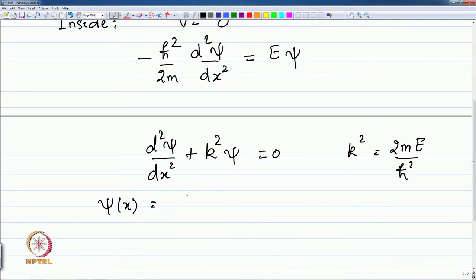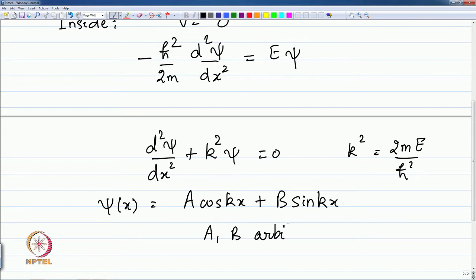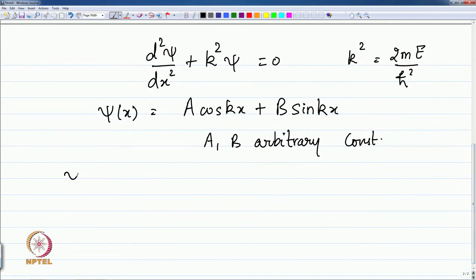Let us use the trigonometric function. We have a cos kx plus b sin kx, where a and b are arbitrary constants. Now, if you look at that solution with the boundary condition, namely psi of 0 is 0, immediately you have a is equal to 0, because cos kx is 1 and sin kx goes to 0, therefore a is equal to 0.